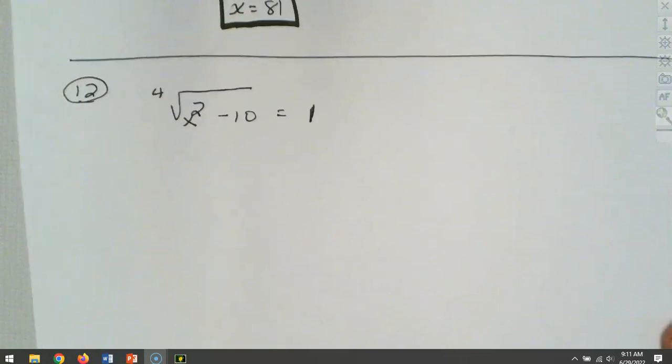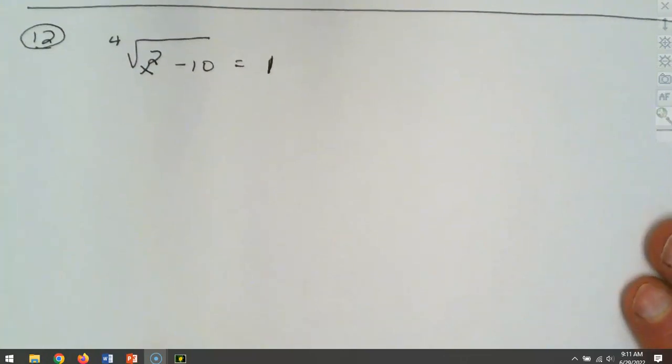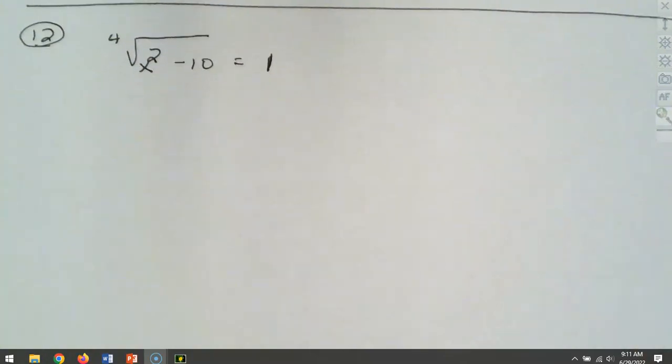Okay, now, question 12, it's a different kind of root. And it's simple to do, but we have to think in terms of opposites again. So we talked about the square root, and the opposite of a square root is a square. So in this case, we've got a fourth root.